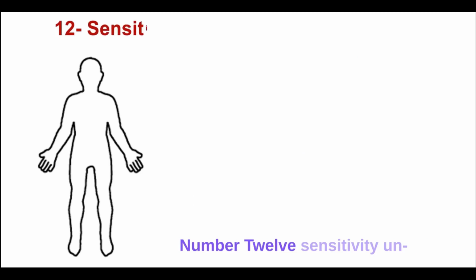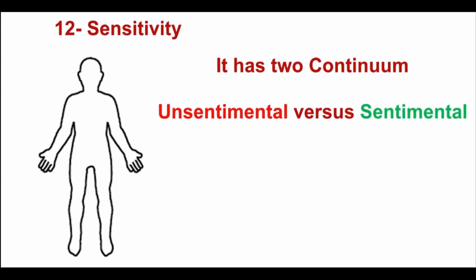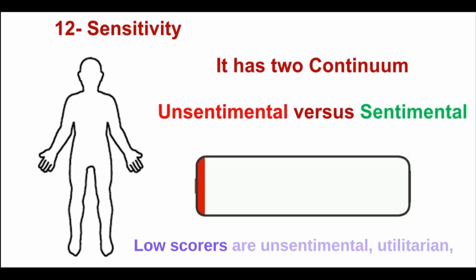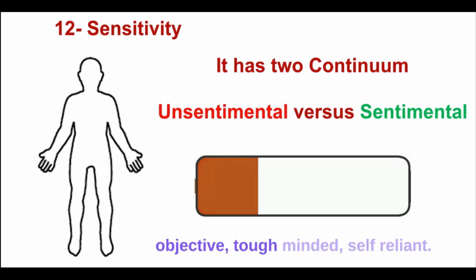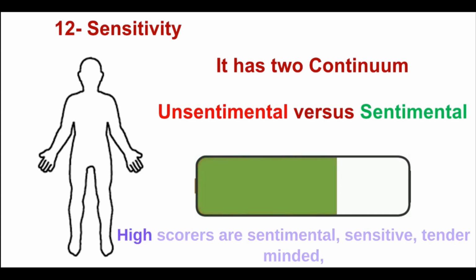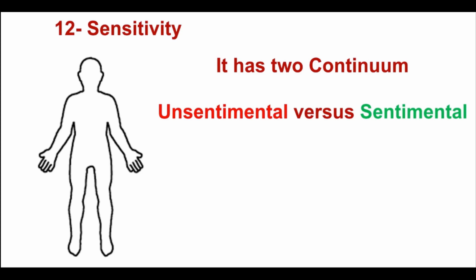Number 12, sensitivity. Unsentimental versus sentimental. Sensitivity is how much you can be affected by other stimulation. Low scorers are unsentimental, utilitarian, objective, tough-minded, and self-reliant; they don't mind what others say about them. High scorers are sentimental, sensitive, tender-minded, intuitive, and they tend to mind everything.